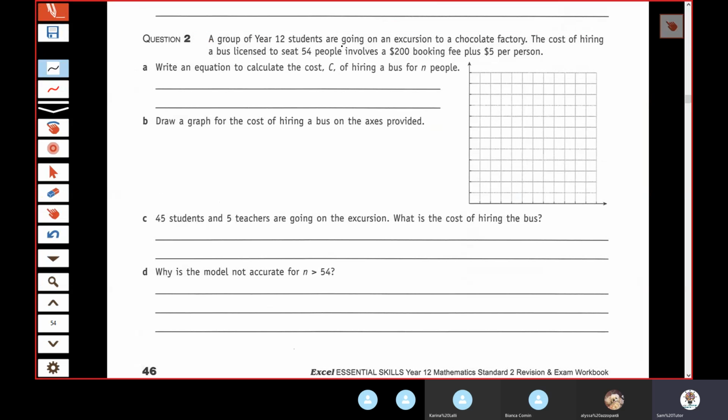Question 2. A group of Year 12 students are going on an excursion to a chocolate factory. The cost C of hiring a bus licensed to seat 54 people involves a $200 booking fee plus $5 per person. Who wants to take a shot at writing an equation to calculate the cost of hiring a bus for N people? Very similar to my plumber question. For N people. It doesn't say for 54, it just says for N people.